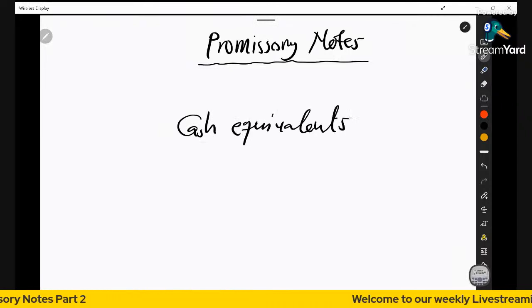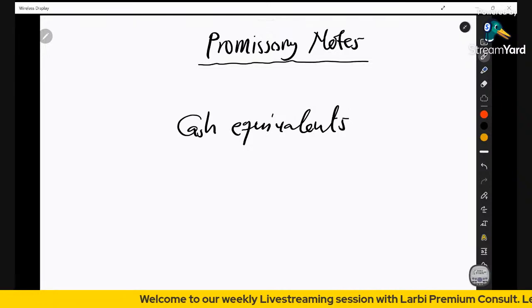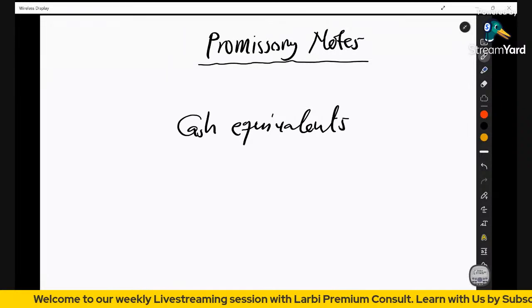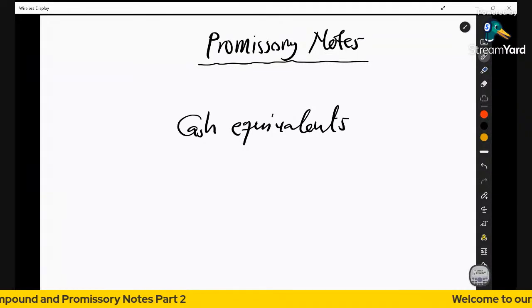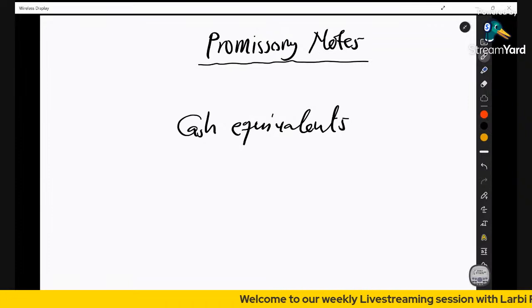Before we get to the definition of a promissory note, you must know that a promissory note is also an item of cash equivalent. Cash equivalents are non-monetary items that we use to make payment. For example, a check can be a cash equivalent, because it doesn't have the physical nature of the currency that we use, depending on the country you find yourself in. It doesn't have that same nature, so it becomes a cash equivalent.